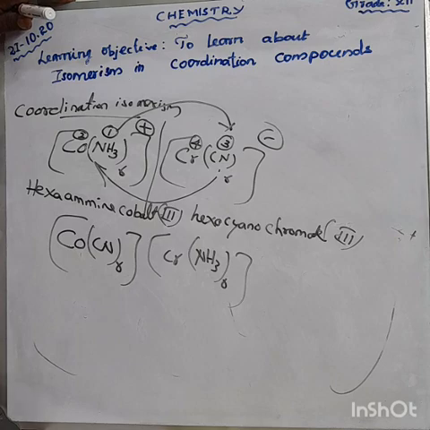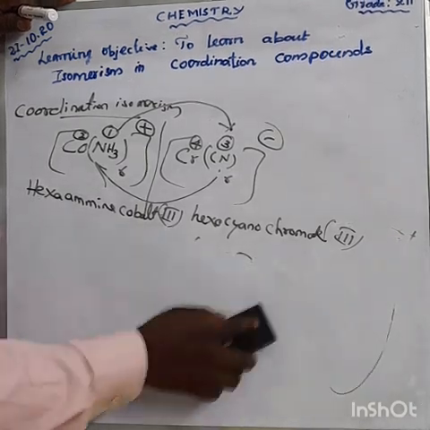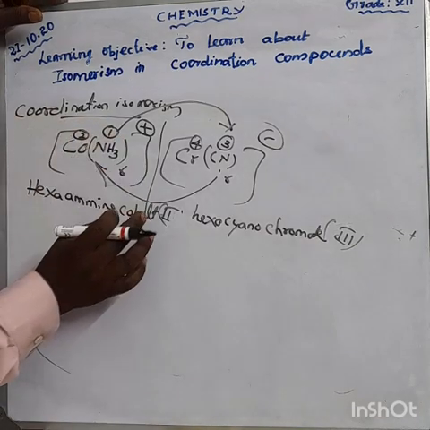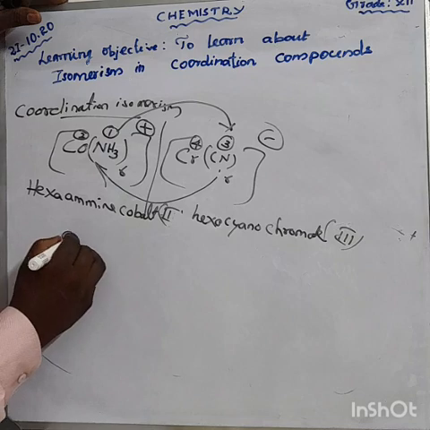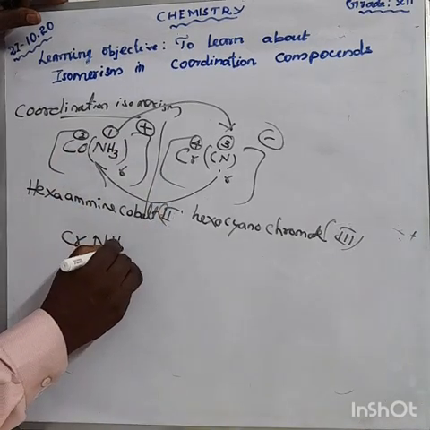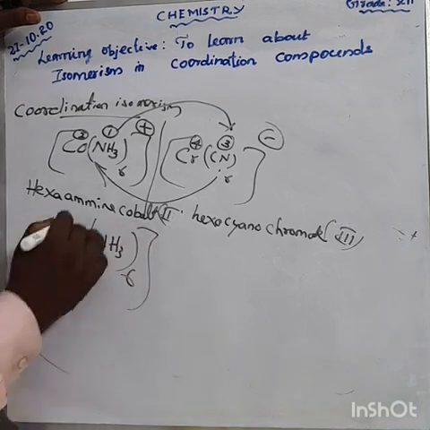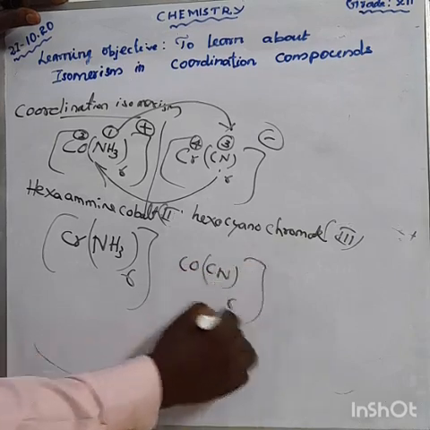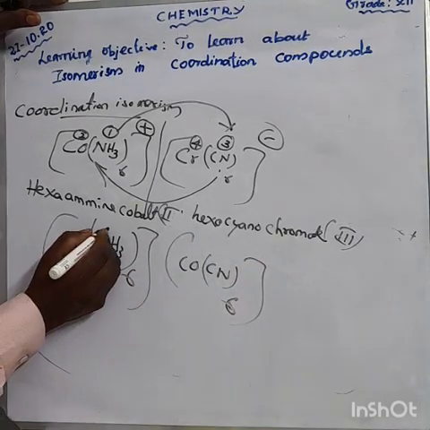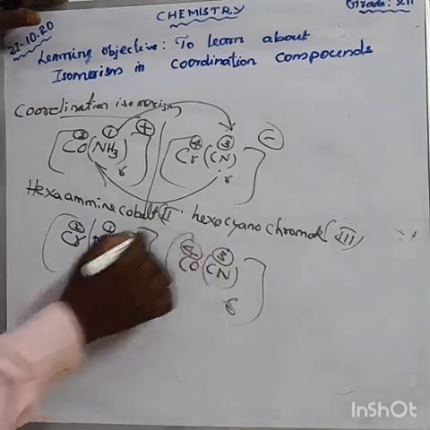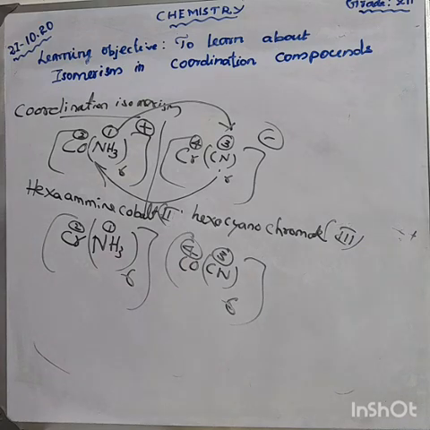The easiest way you can write is, first we write with chromium here: Cr(NH3)6, and Co(CN)6. Give the number 1, 2, 3, 4. Can you say what is the name of the complex? What's the name of the complex?